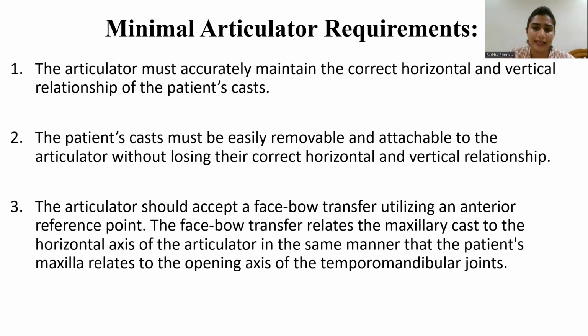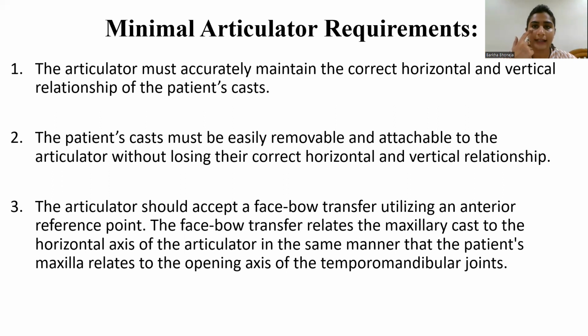The articulator should accept a facebow transfer utilizing an anterior reference point. So there are basically three reference points. To copy a plane and put it into a machine, the plane has to be three-dimensional, so three-dimensional points you have to register. So you use a facebow record to three-dimensionally orient, or record the orientation of the maxilla, and that maxilla is then articulated into the articulator.